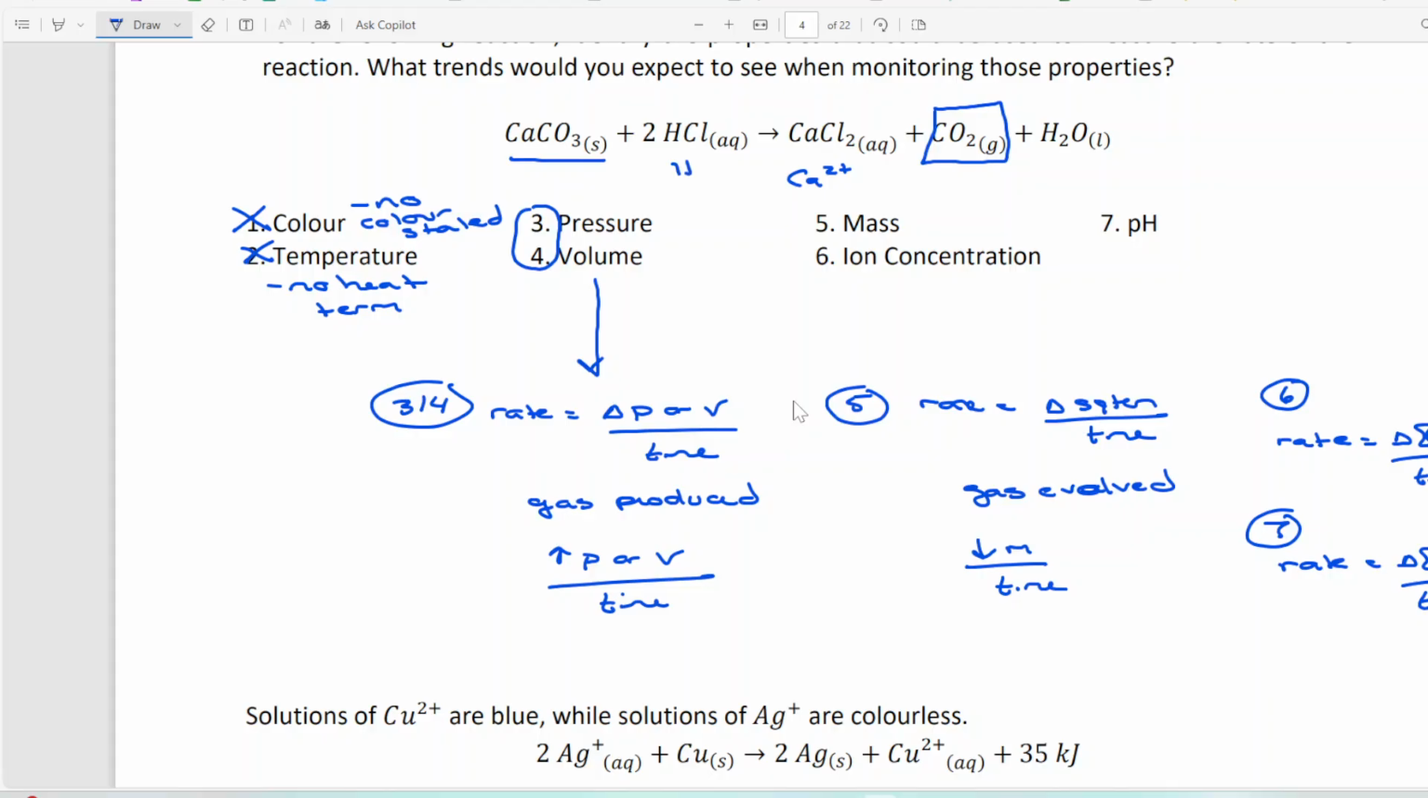So if you look at here, you've got hydrogen ions in the hydrochloric acid, and then over here you've got your hydrogen tied up in the water. And so what's going to happen is you're going to have a decrease in the hydrogen ion concentration over time, which is going to lead to an increase in pH over time. So for this reaction, you could use pressure or volume change over time, you could use mass of system over time, and you could use ion concentration and specifically hydrogen ion concentration to look at the change in pH over time.